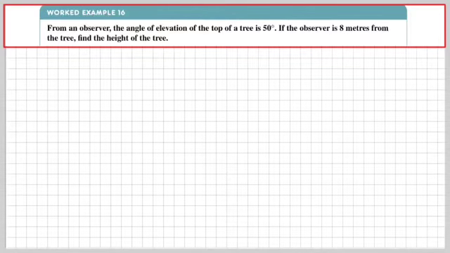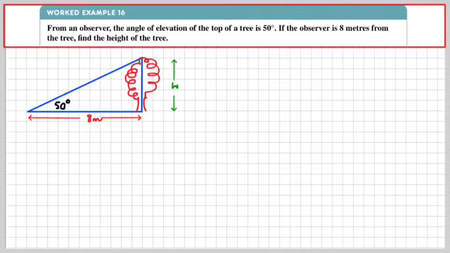Okay, from an observer, the angle of elevation of the top of a tree is 50 degrees. If the observer is 8 meters from the tree, find the height of the tree. Now, ladies and gentlemen, the first thing you must do is draw a diagram, always. So pardon my artistic lack of skill, but this should do it anyway.